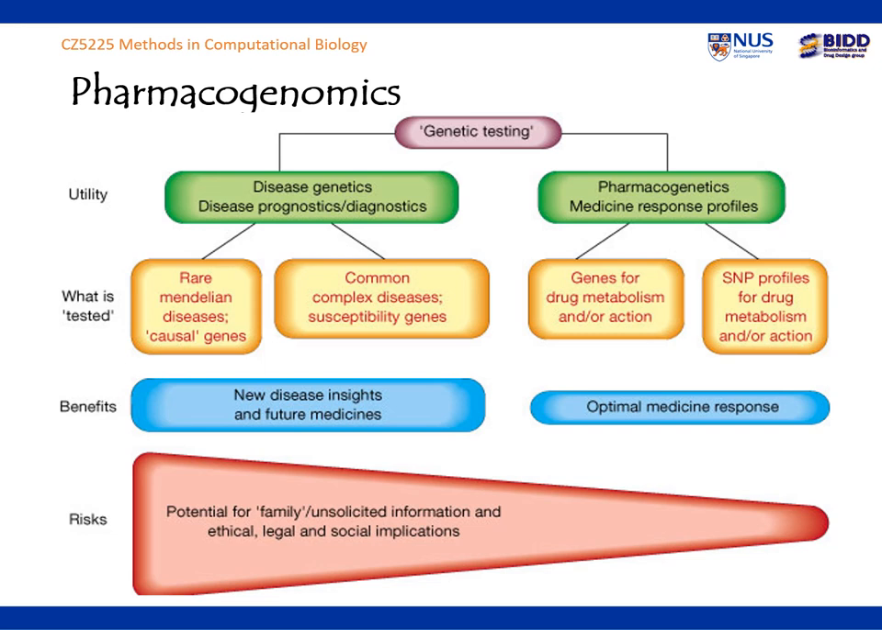We try to find out whether the gene is susceptible for the mutation, or whether the gene is susceptible for the development of those genetic diseases in the future or not. Then in pharmacogenetics, we try to find out the genes for drug metabolism and action. Also, we try to find out the SNP profile, that is the polymorphism profile for drug metabolism and/or action.